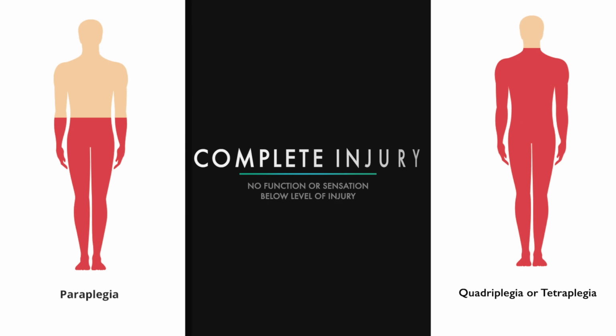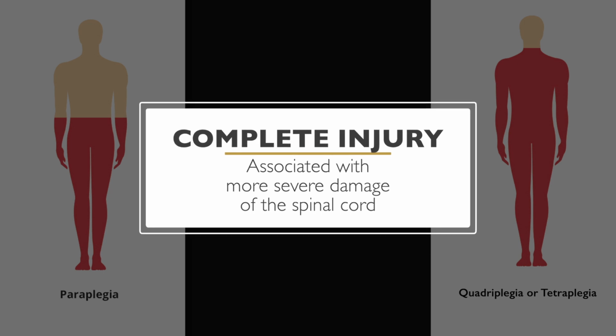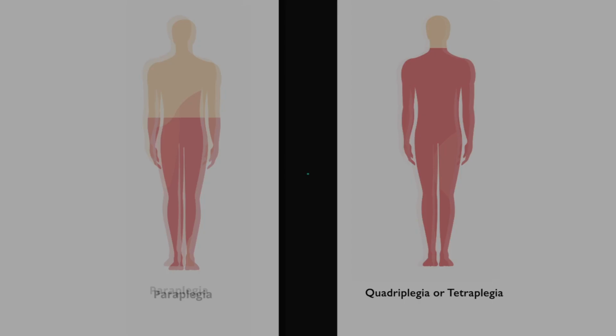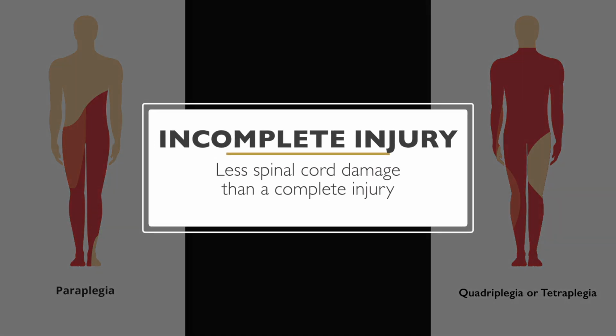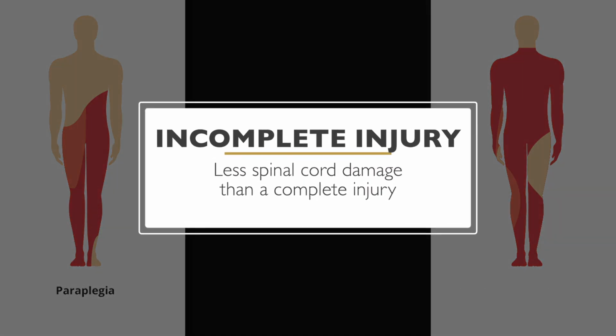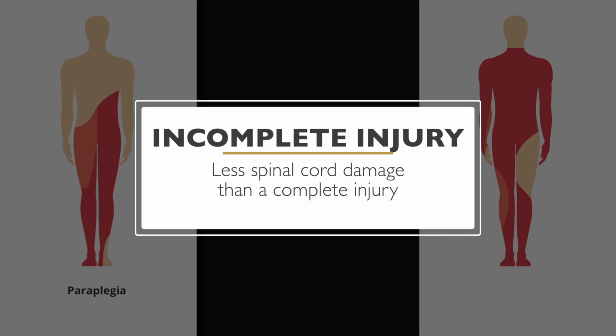Complete injury: a spinal cord injury where there is no function or sensation below the level of injury. This is typically associated with more severe damage of the spinal cord itself. Incomplete injury: a spinal cord injury where there is some function or sensation below the level of injury. Injuries labeled in this way typically have less damage to the spinal cord than a complete injury.